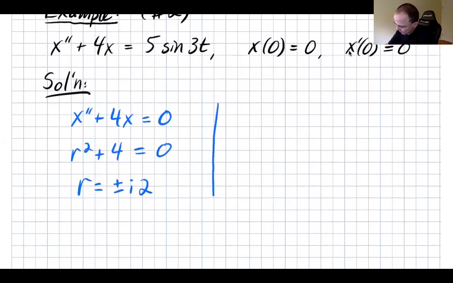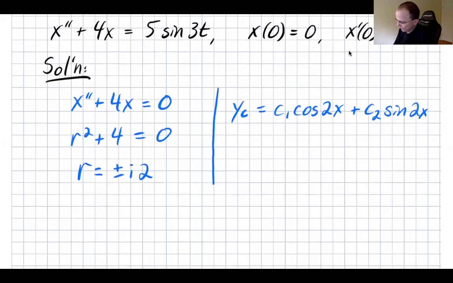And so therefore, this is our general solution for the homogeneous equation. I keep thinking companion solution, but that's not the right word. Okay, so there's our solution for that.